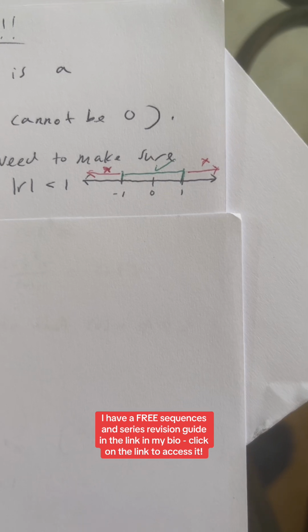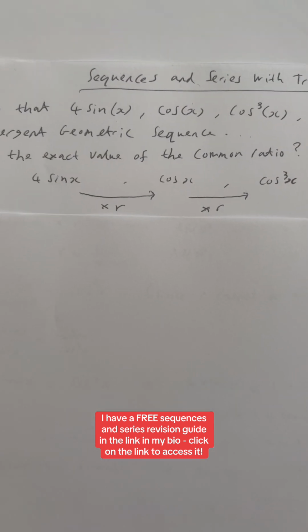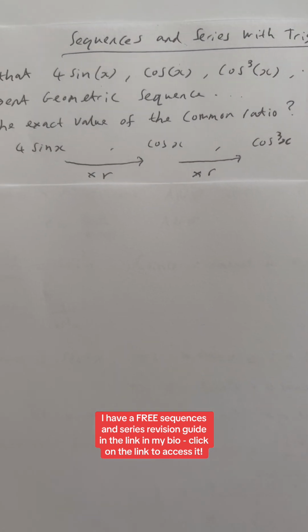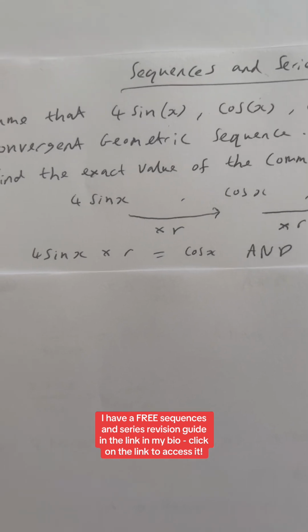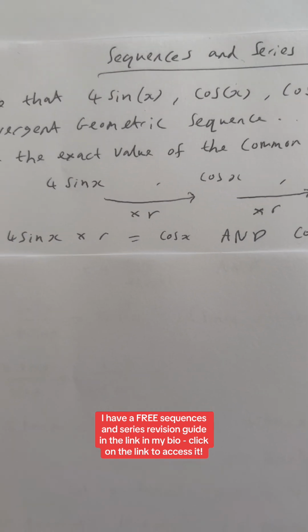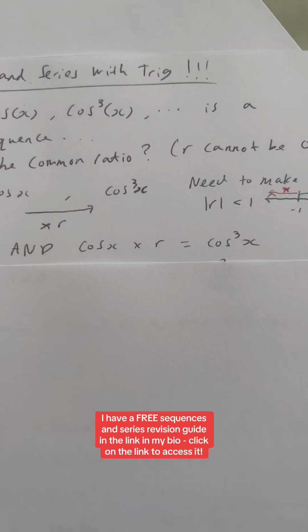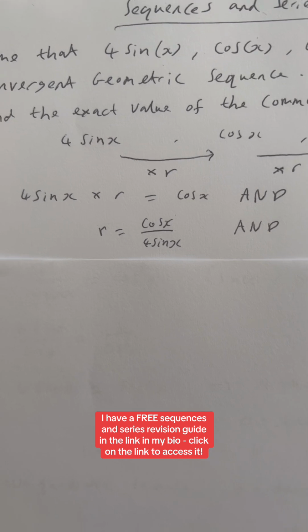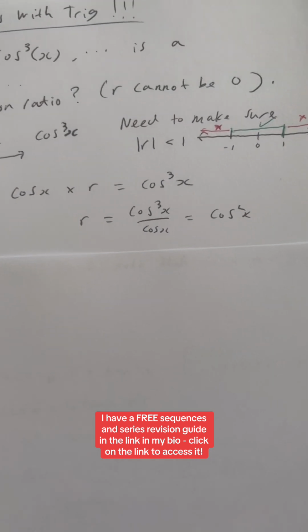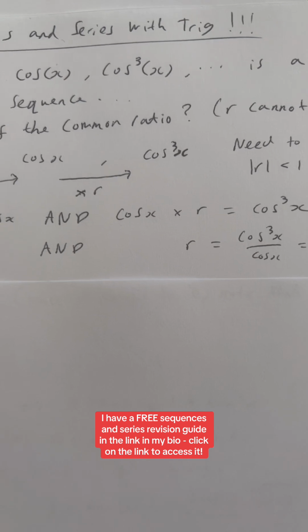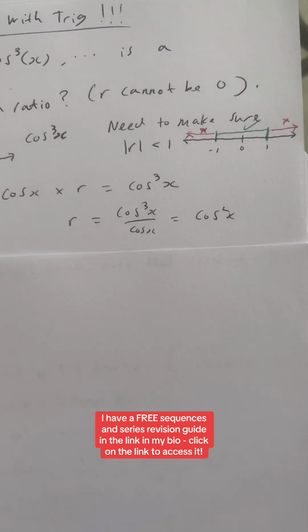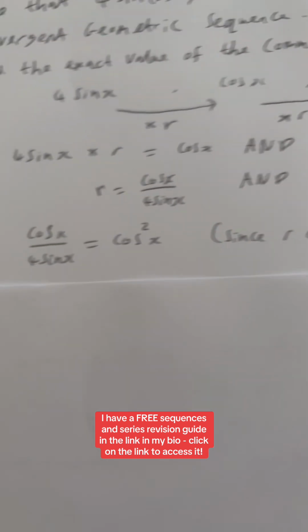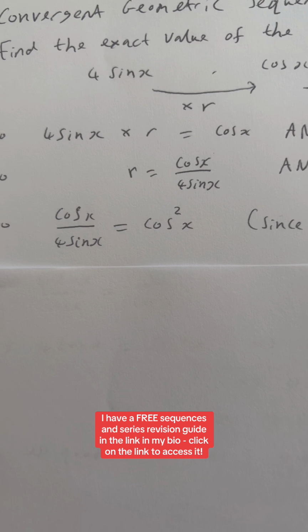Now, hopefully you can see that 4 sin x times r is equal to cos x. And hopefully you can also see that cos x times r is equal to cos cubed x. So we can form two simultaneous equations here. So now what we can do is divide by some variables on both sides. On the first equation, divide by 4 sin x, we get r equals cos x over 4 sin x. Divide by cos x on the second equation, so we get r is equal to cos squared x when we simplify the cosines. So now we can put those two equations equal to each other, and we get cos x over 4 sin x equals cos squared x.